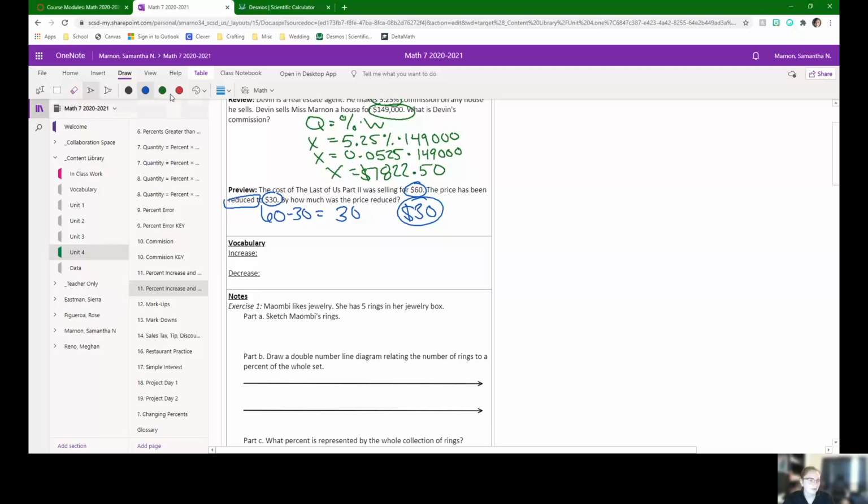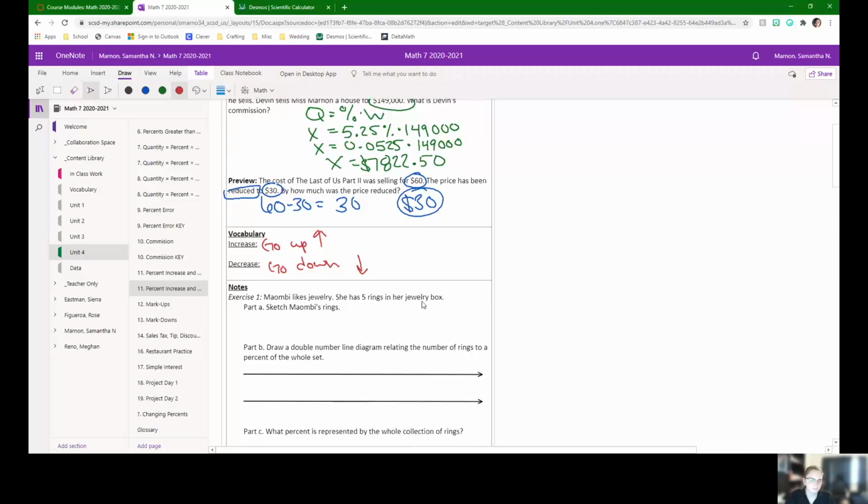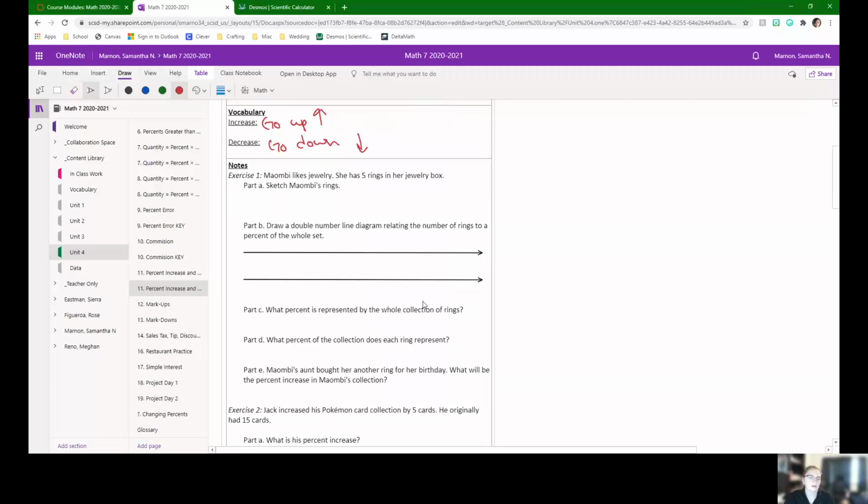Some quick vocabulary, just to make sure. Increase is go up. Decrease is go down. Anytime I see the word increase, I like to box it and put an arrow going up on it. And if I see the word decrease, I box it and I do an arrow going down. So let's start looking at some of our notes.